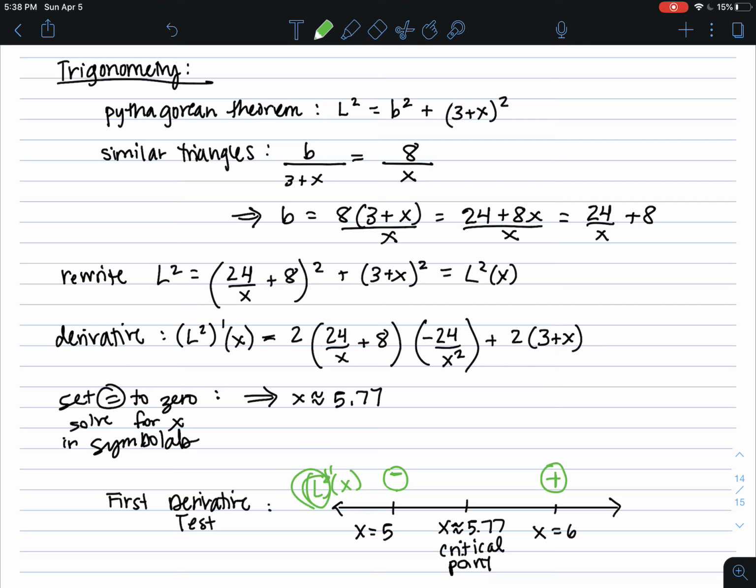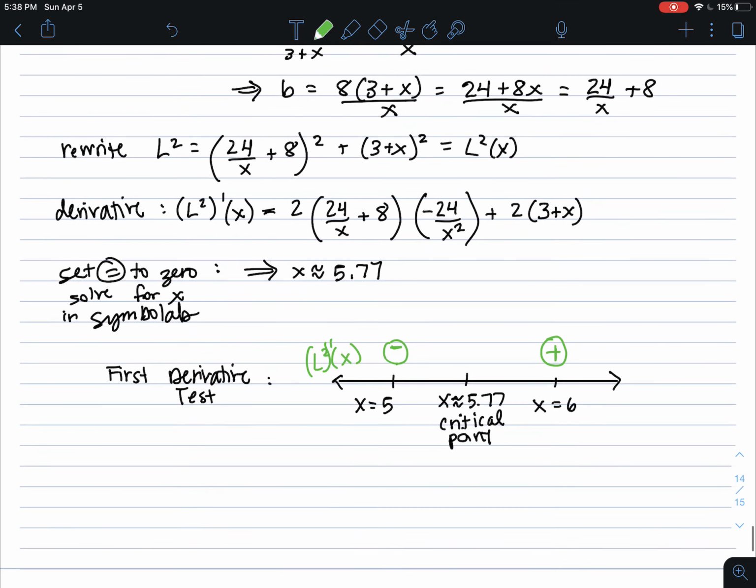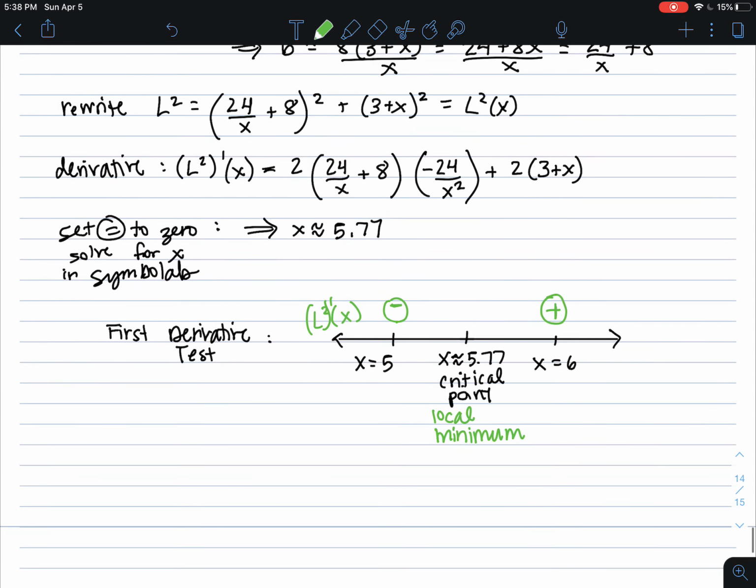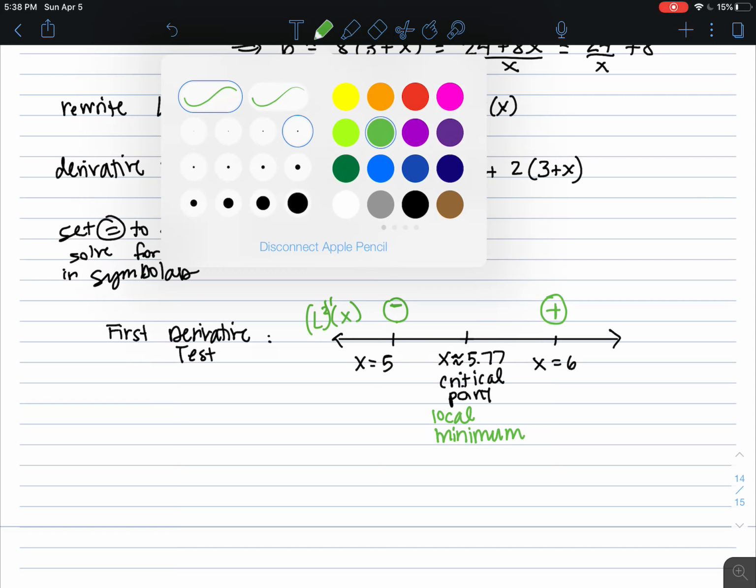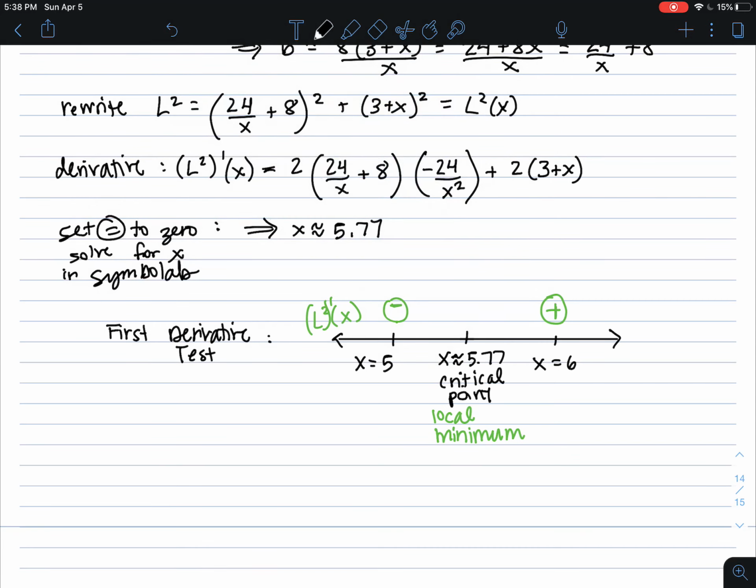So that's saying the slope of our length squared function is negative on the left-hand side and positive on the right-hand side. So we know that this is a local minimum. Our L squared function is going down, flattening out, and then going up, so it has to be a local minimum there. All right, so that's our local minimum.